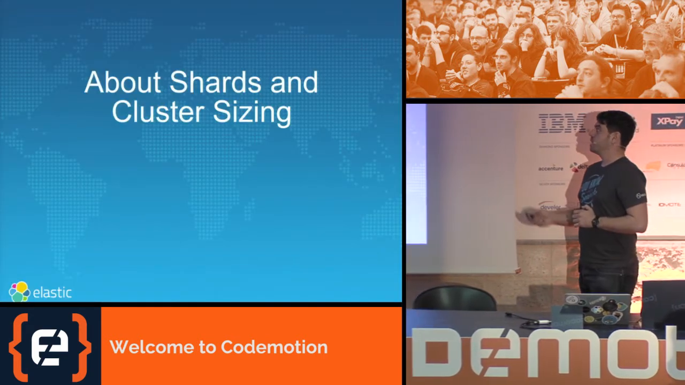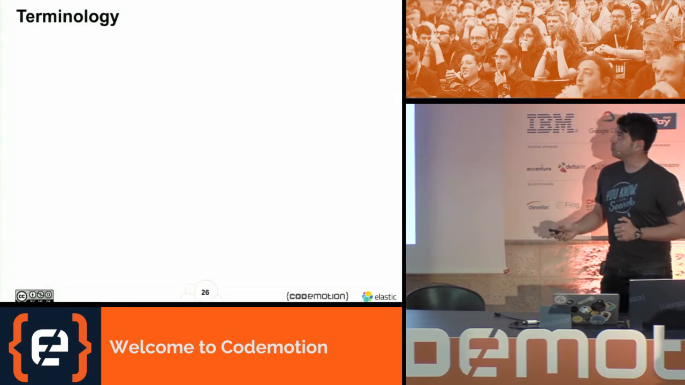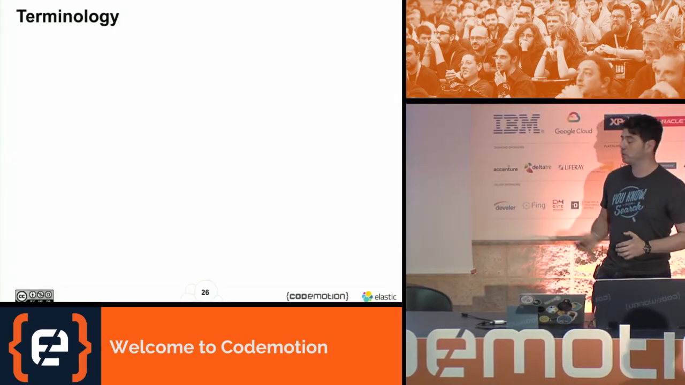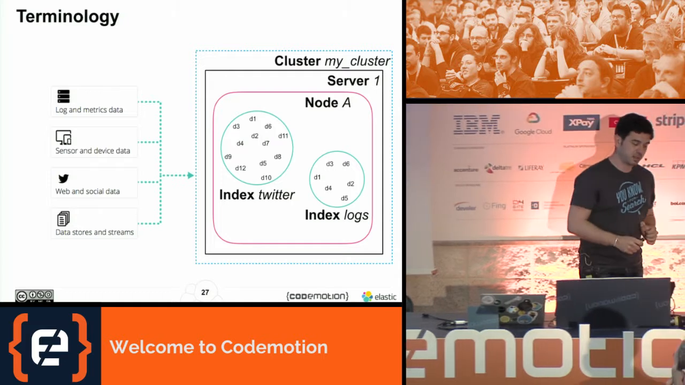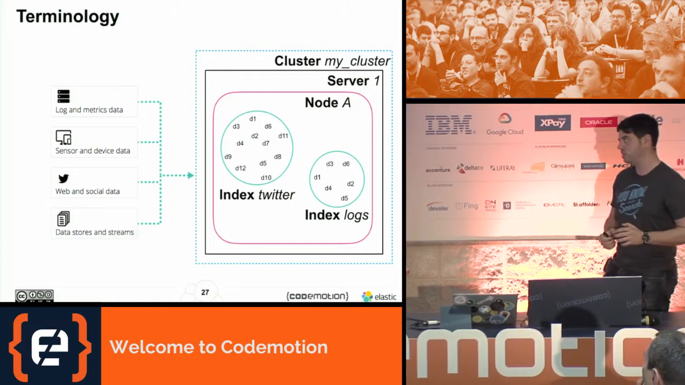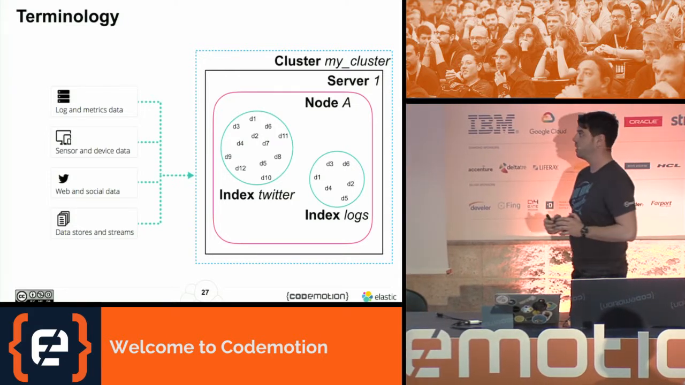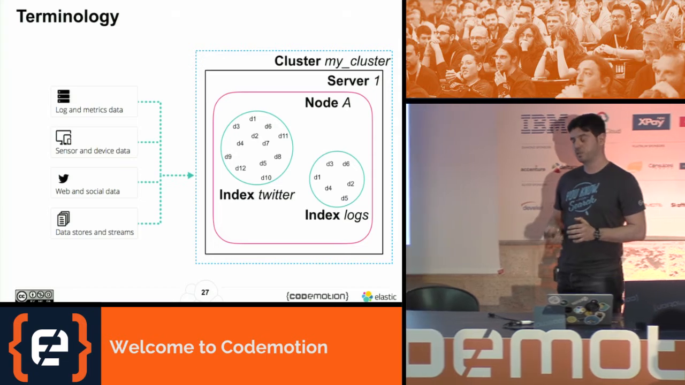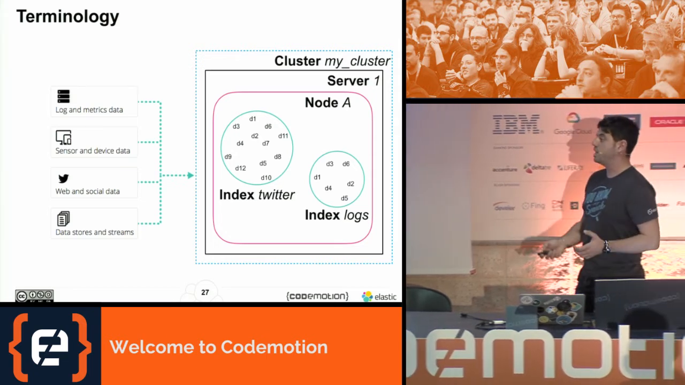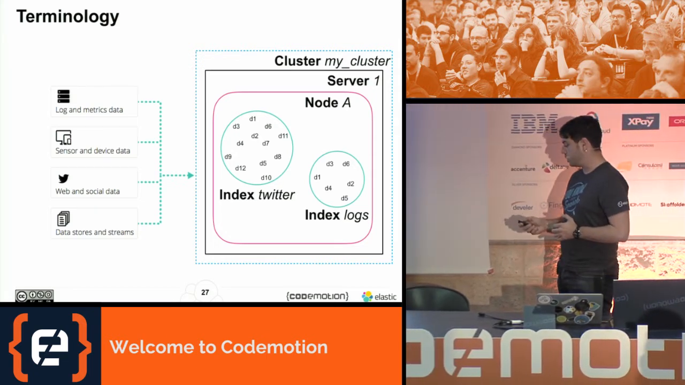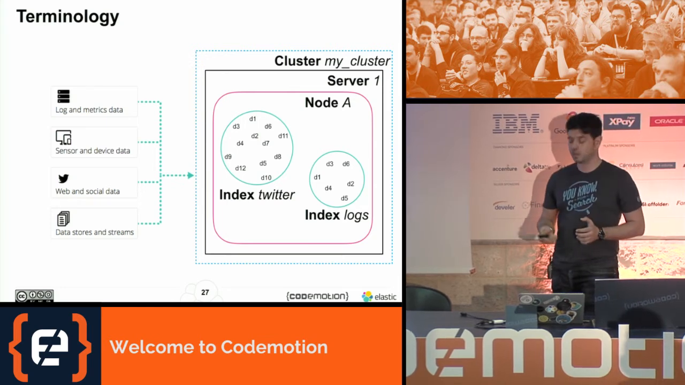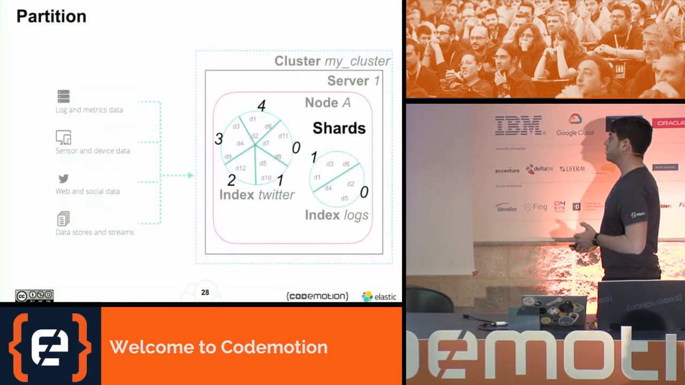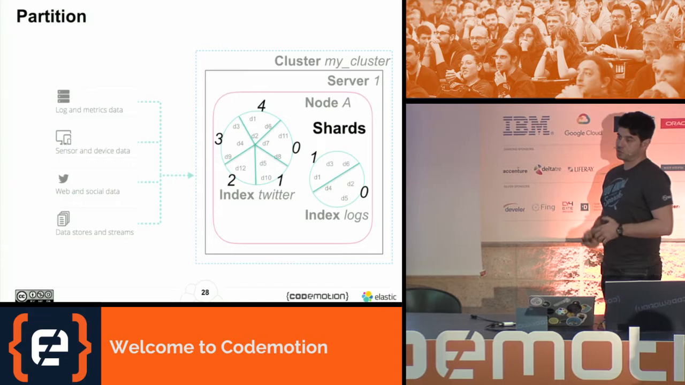So we move to shards and cluster sizing. Some terminology for those who are not entirely familiar with it. We have this concept of cluster. An Elasticsearch cluster is made of one or more Elasticsearch instances. When you store data into Elastic, that goes into indices. So you can think of indices as a logical grouping of data. However, if we dig further, indices are made of shards.